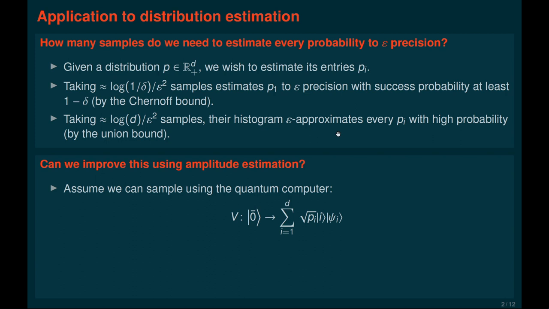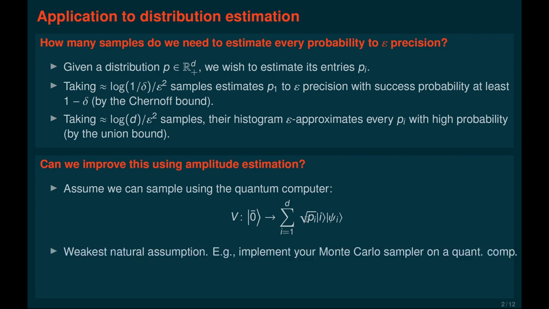And well, first of all, for this, I need to define an access model to my distribution. So previously, I just assumed that I can get samples from my distribution. But that's a classical model. Now I want to do some quantum operations on it. So the corresponding thing that we can work with is that we can assume that we can prepare these samples as quantum states, in the sense that we have some unitary V, and on the all zero state, V prepares a superposition of these i labels, maybe with some garbage state psi i attached, such that if we would measure this state, then this first register would give output i with probability p i. So this is a very natural quantum analog of classical sampling.